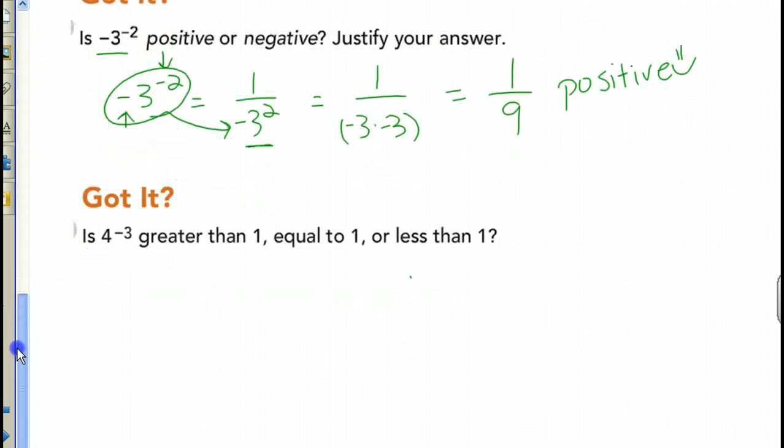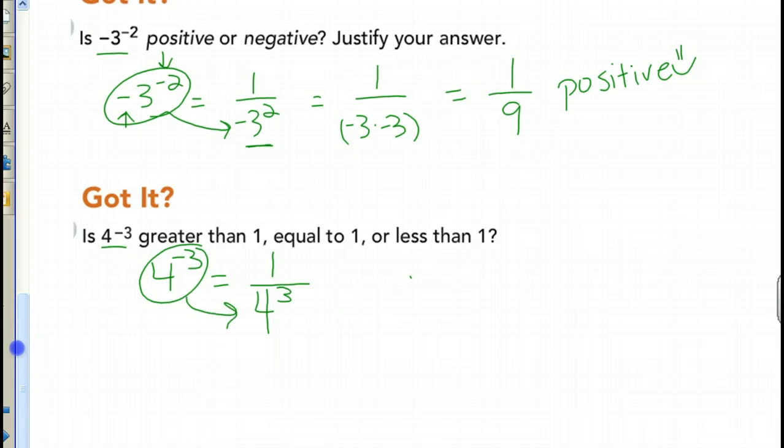Now that's a little number, it's something less than 1, but it is positive, so this is positive. All right, next one. Is 4 to the negative third greater than 1, equal to 1, or less than 1? So let's do the same thing. We have 4 to the negative 3. Well, anytime we see that, we flip it down, or flip it up if it's on the bottom. In this case, we flip it down. And we know 4 to the third is 4 times 4 times 4, which gives me 1 over 64.